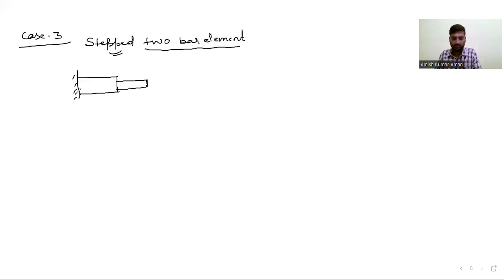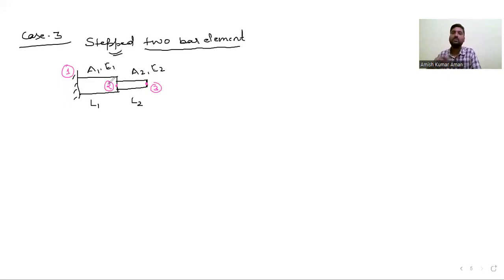This is fixed. Here the area is A1, Young's modulus let us say E1. Here the area of cross section is A2, E2. Length I am taking as L1 and this is L2. If you see the nodes, this is node number 1. Here there is a sudden change in area, so we have to take a node. So this is node number 2, and this is the third node, because this is the end. At the ends we have to select nodes. In between I also select the second node, because whenever there is a sudden change in area, we have to select a node at that point.